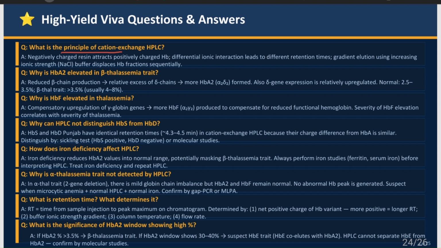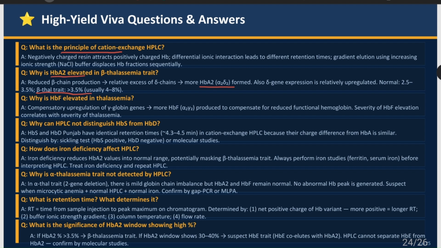Why is HbA2 elevated in beta thalassemia trait? Because there is reduced beta chain production, which leads to relative excess of delta chain and hence more HbA2, because HbA2 is alpha 2 delta 2 chains. Also, delta gene expression is relatively upregulated. The normal HbA2 level is 2.5 to 3.5%, but in beta thalassemia trait, HbA2 level is more than 3.5%.